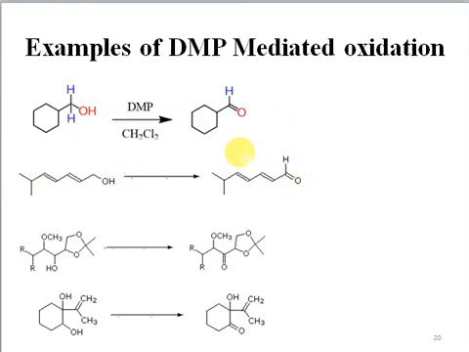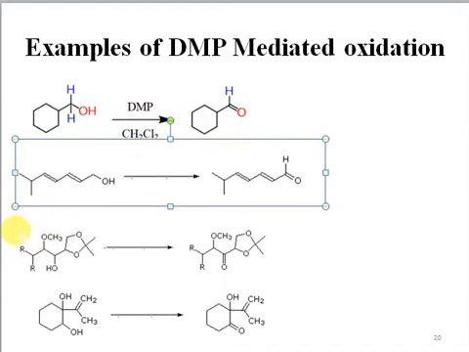so nothing is changed except we just oxidize this alcohol into an aldehyde. Again, we have a very complicated system. So here we have an acetal linkage, we have this ether linkage, and we have a hydroxy group. So our DMP will only convert this alcohol into the carbonyl system, nothing will change.